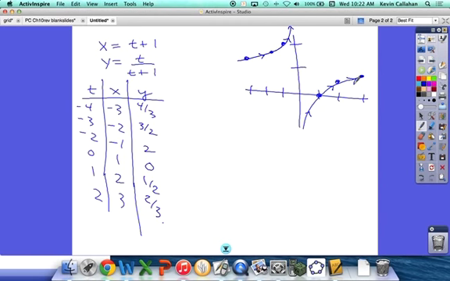Okay, now how are we going to eliminate the parameter? What do you do to eliminate the parameter? Yeah, solve one for the parameter, plug it into the other. I think in this case, probably pretty easy to see which one you'd want to solve, right? Yeah, the first one. If we solve that, it'll be t equals x minus 1. And then we'll plug in for x minus 1 here and here. Right, so this equals x minus 1 divided by x minus 1 plus 1. So y equals x minus 1 over x.